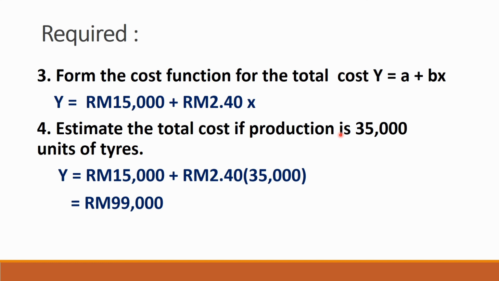Okay, the last one: estimate the total cost if production is 35,000 units of tires. So we just substitute the amount in terms of X equals 35,000. So Y, total cost, is 15,000 for fixed cost plus variable cost per unit times 35,000, and you get the answer for total cost equals RM99,000.